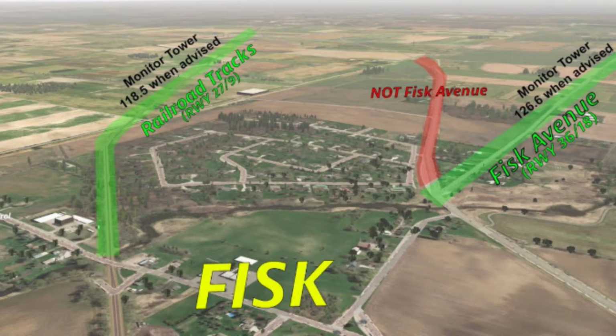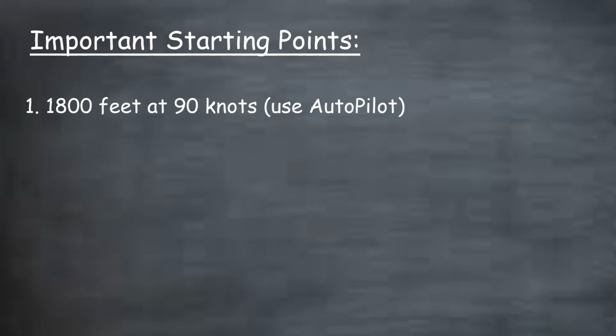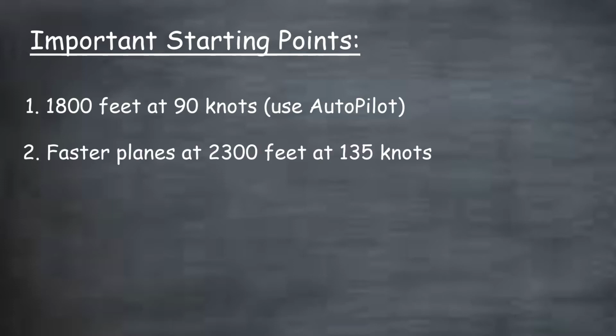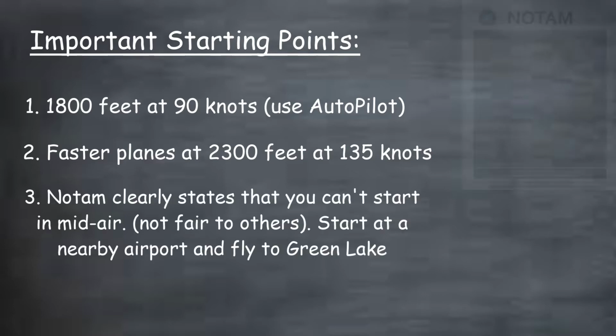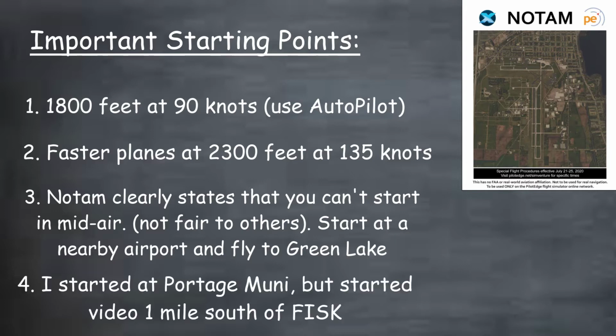Now, the secret to these approaches is autopilot. They want us to stay at 1,800 feet at 90 knots. And if you're a faster plane like the Twin Baron, the faster planes can travel at 2,300 feet, 500 above us, 2,300 feet at a faster speed, I think 135 knots. So, the majority of us took the 1,800 feet at 90 knots, spaced ourselves half mile behind each other, and headed up through Ripon and headed up towards Fisk.